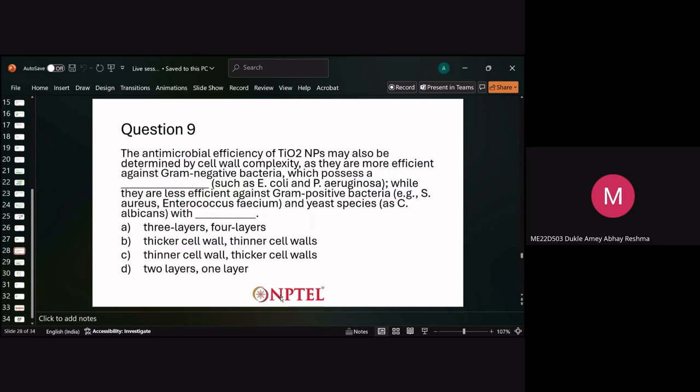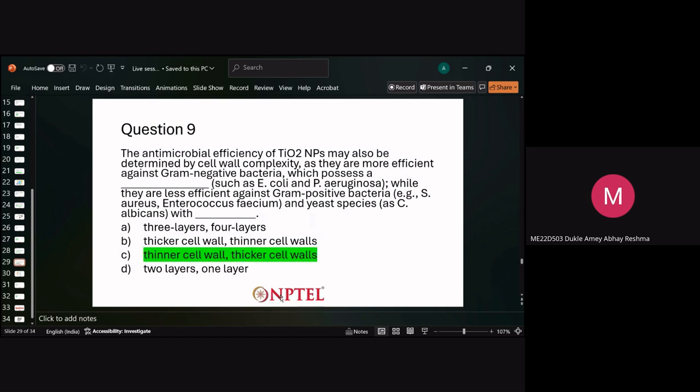Question number 9. Antimicrobial efficacy of titanium dioxide nanoparticles may be determined by cell wall complexity, as they are more efficient against gram-negative bacteria, which possesses a dash, while they are less efficient against gram-positive bacteria and yeast species with. So basically, it is trying to ask you how the cell wall of gram-positive bacteria and gram-negative bacteria differ.